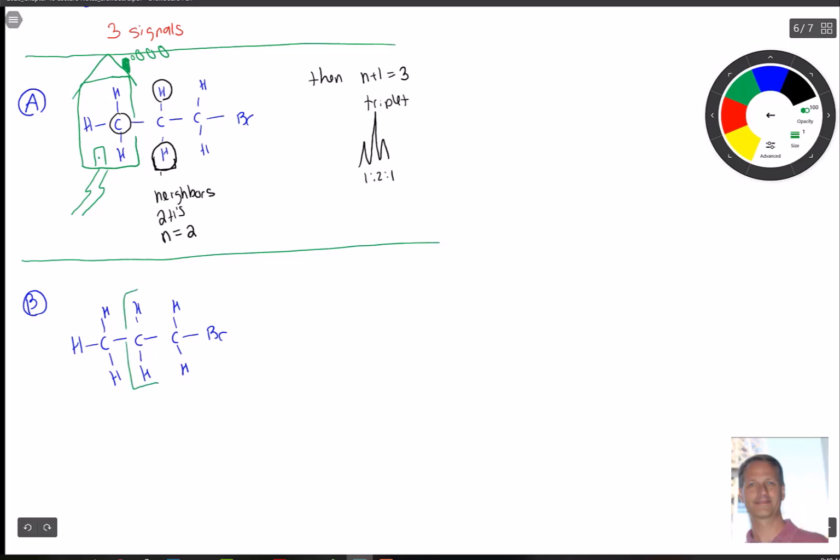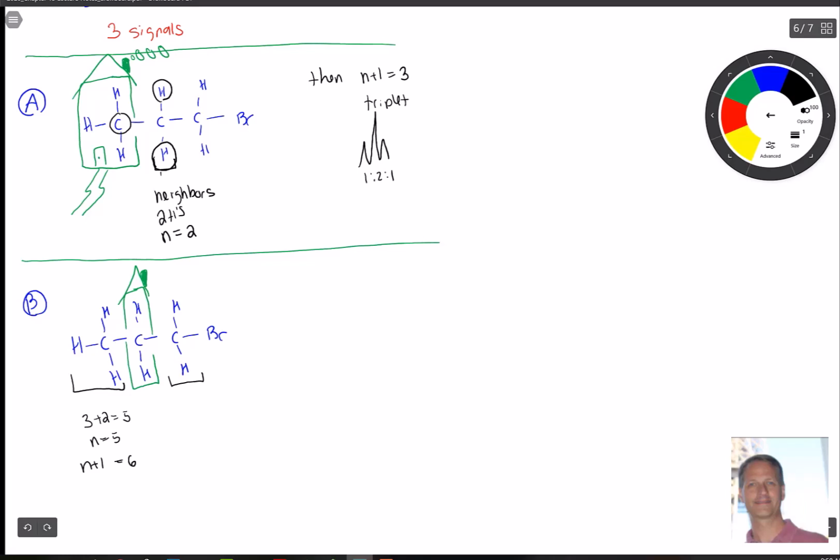So here you have a skinny house. Okay, so like a house in London or something. And then we look at this and we count up our neighbors. Well, let's look at our neighbors. So this side has 3 H's, and this side has 2 H's. Right? So in a perfect world, then you add these neighbors up. So 3 plus 2 equals 5 neighbors. Right? So that means N is equal to 5. So then N plus 1 equal to 6. So you'd expect to see a sextet there.